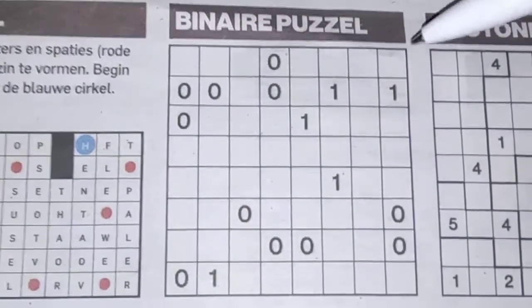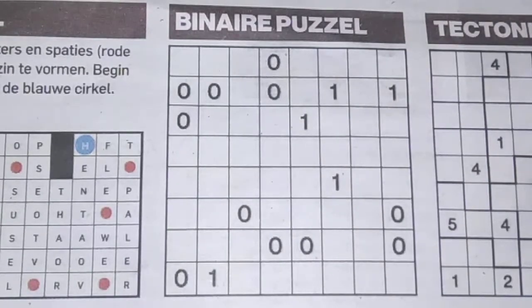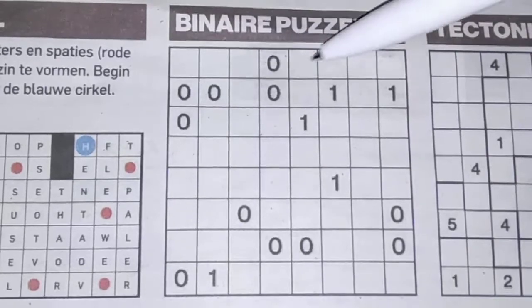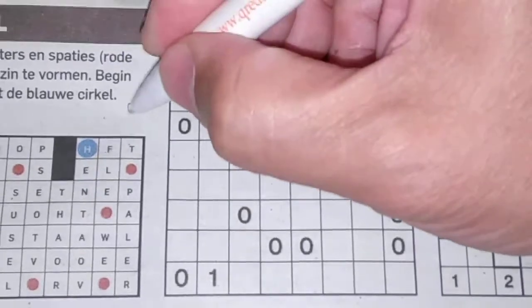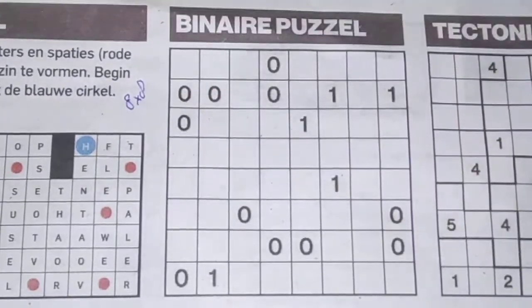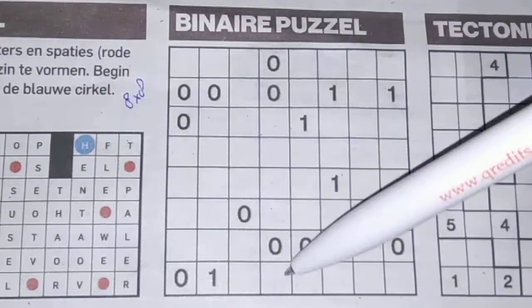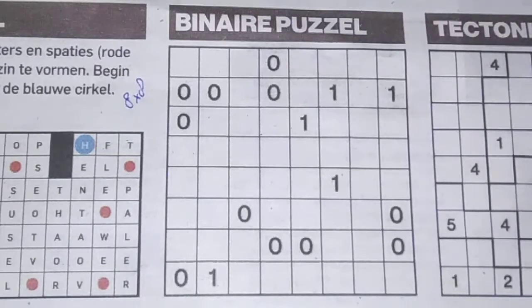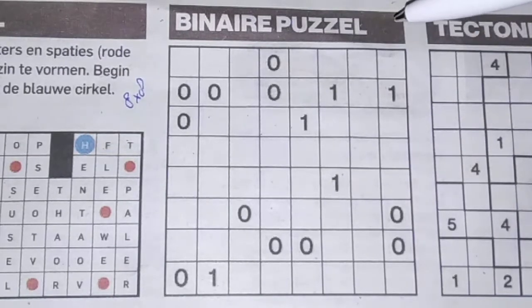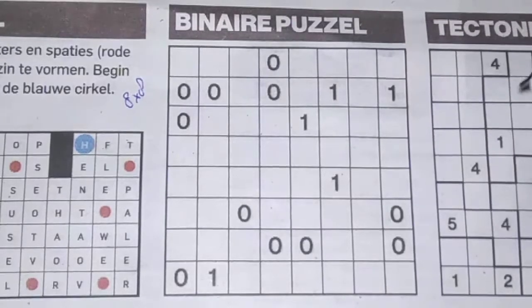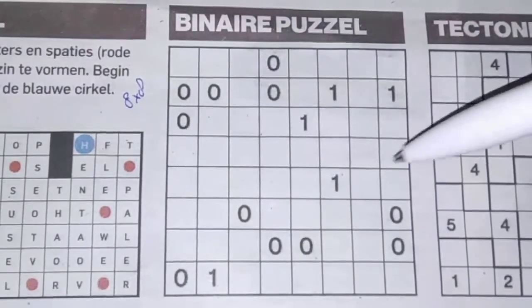We have here a binary puzzle, but what kind of binary puzzle is this? Let me count. 1, 2, 3, 4, 5, 6, 7, 8. It's an 8 by 8 binary puzzle. That means in a row or in a column, there's always 4 O's and 4 1's. Alright, so let's get started.